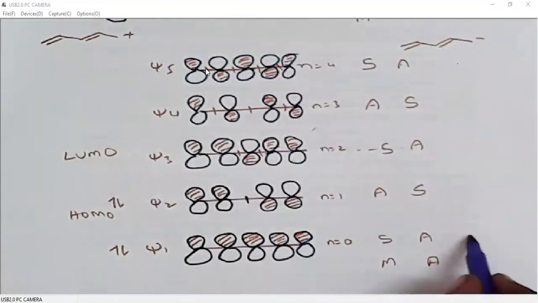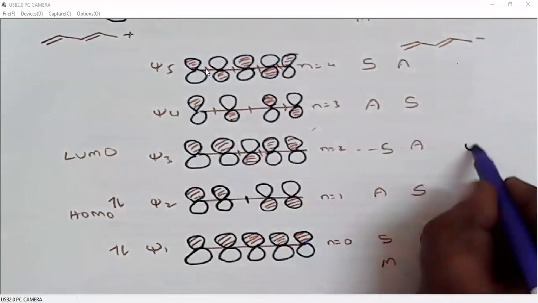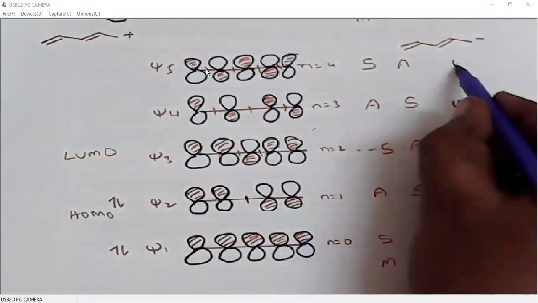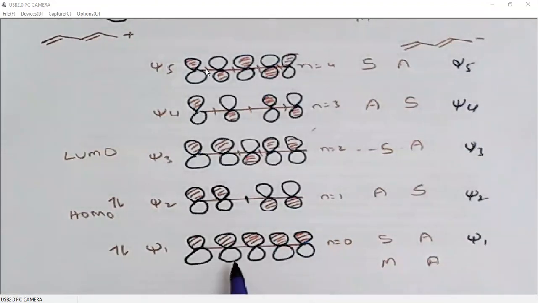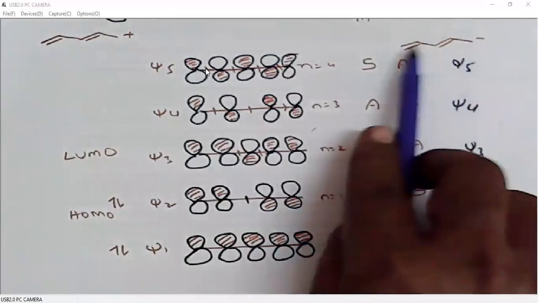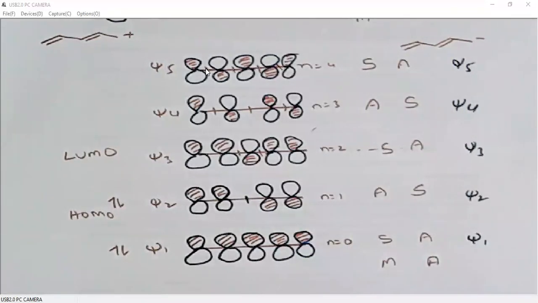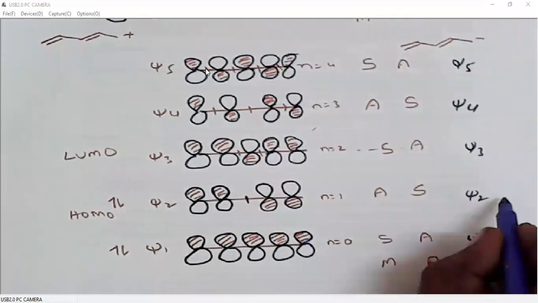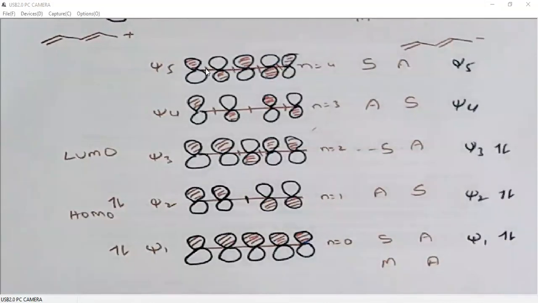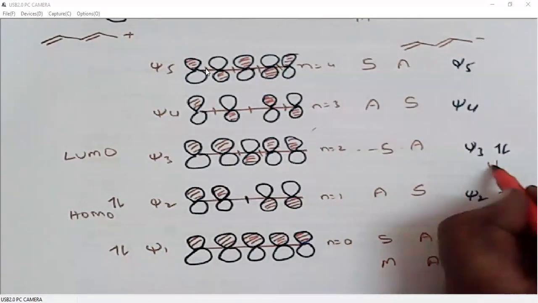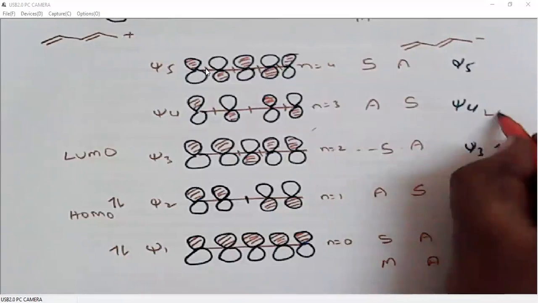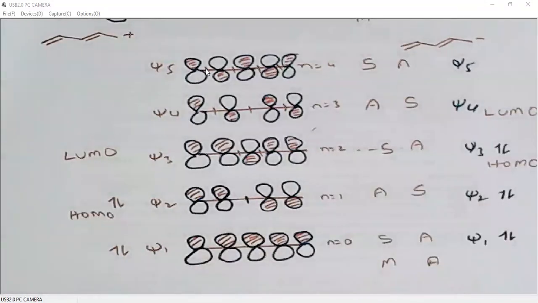When we look at the pentadienyl anion, I'll write the orbitals psi1, psi2, psi3, psi4, psi5. Here, the shapes of the orbitals are similar to the cation, so there will be no change. The only change is the number of electrons. In an anion, we have a negative charge and two pi bonds, so altogether we have 6 pi electrons. That means two electrons, two electrons, two electrons. In this case, psi3 is the HOMO, psi4 is the LUMO. So this is the only change from pentadienyl cation to pentadienyl anion.